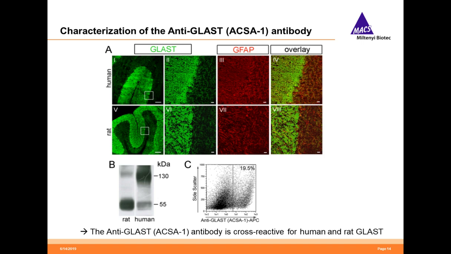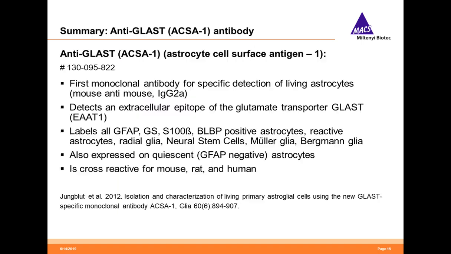And also the Western blot analysis of total rat and human brain protein revealed different bands, and these bands correspond to the monomer and to the dimer, as you see in B. And then in C, there's also a flow cytometric analysis shown of dissociated P7 rat brain, and here we detected 19.5% of GLAST positive cells.